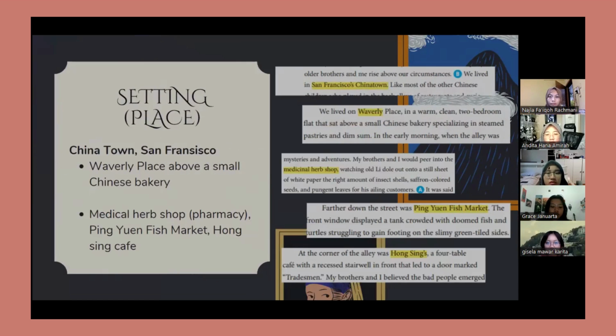The first one is setting of place. Most of them are stated in the story. Several places were found, one of which is the place where the protagonist lives and spends her days before starting her chess tournament, which is Chinatown, San Francisco, namely Waverly Place, as written in the first picture: Waverly Place above a small Chinese bakery. There are also several places in Chinatown that were described in the story, such as the Medical Herb Shop, Ping Yuan Fish Market, and Hongxing Cafe.